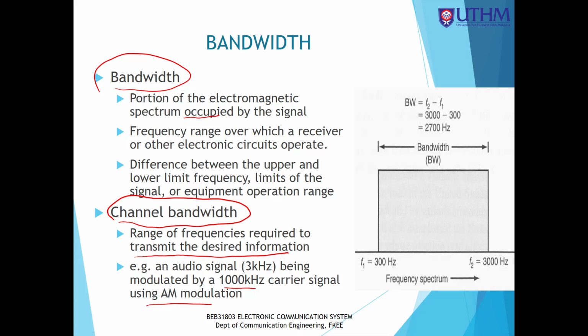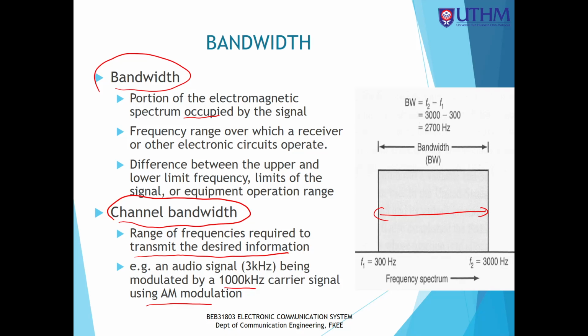Okay, so the signal that travels from the transmitter to the receiver occupies a certain range of frequencies. Okay, dia tidak hanya satu frequency single. It's not only a single frequency. It actually uses a set of frequencies. So this one produces what we call a bandwidth. So bandwidth is the range of frequencies.